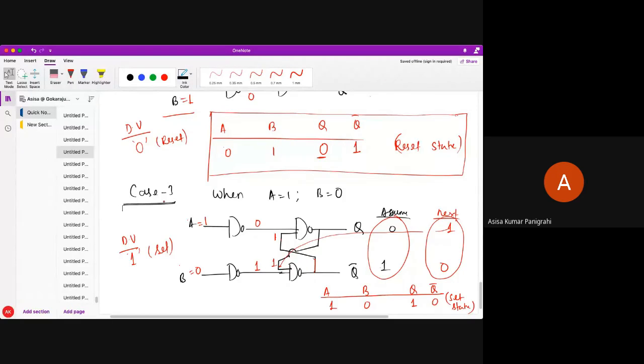Now, you should have in your mind, sir, if I give A equal to 1, B equal to 1, what will happen? Obviously, that is my case 4 I am going to discuss here. So how will it behave if I give A equal to 1 and B equal to 1? Just see over here. Next, case number 4.